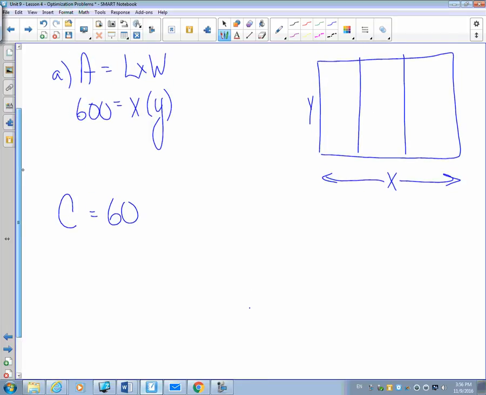What kind of walls do I need? I need to have two X's plus X at the top, right? That way. And I need to have all these Y's. I need 4 Y's. Hey, that's a second equation.